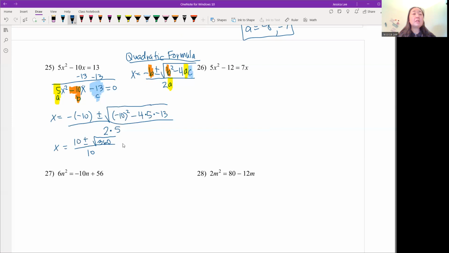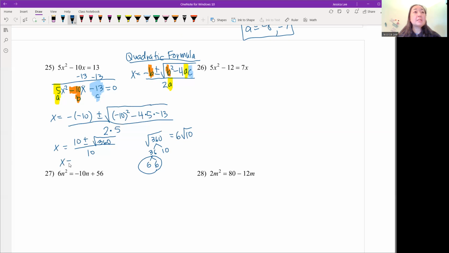Do you guys remember how to simplify 360? I know that I can pull out a 36 and a 10. I know that 36 is a double, 6 and 6, right? So that's my perfect square that I can pull out. So this is just going to be equal to 6 root 10. And I know that 10 does not have any perfect squares in it because the factors are just 2 and 5. There's nothing common. So this can be 6 root 10.